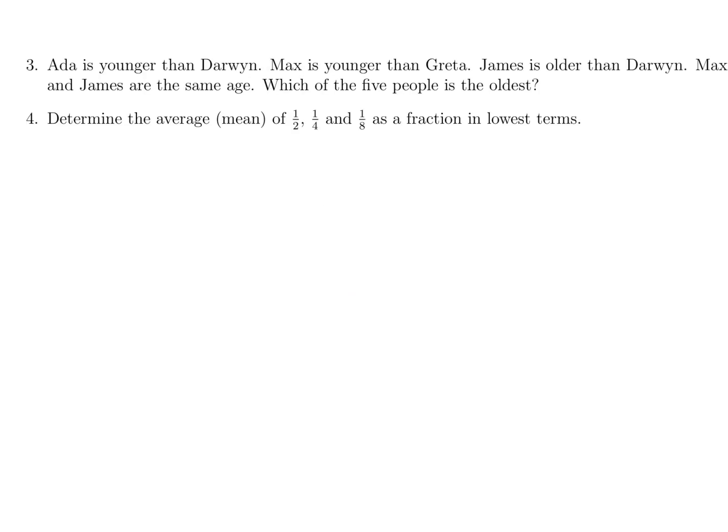Ada is younger than Darwin. Max is younger than Greta. James is older than Darwin. Max and James are the same age. Which of the five is oldest?